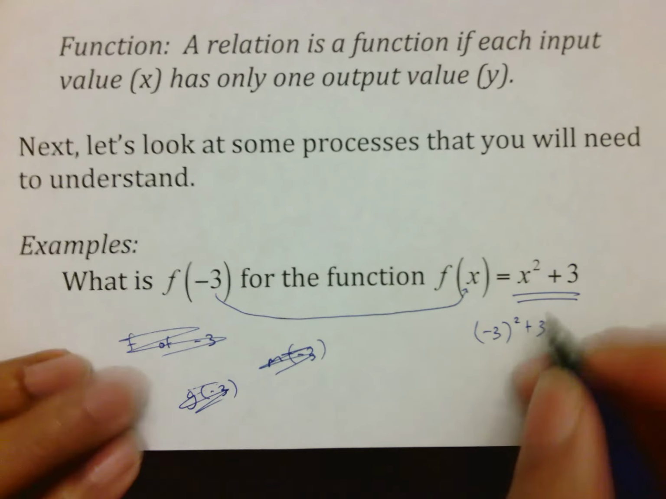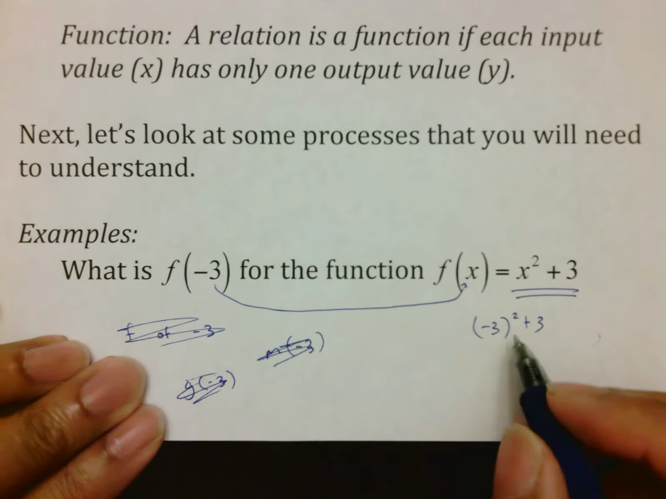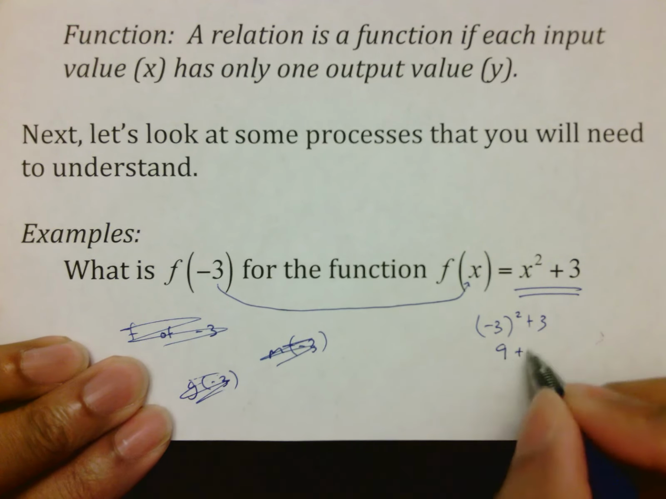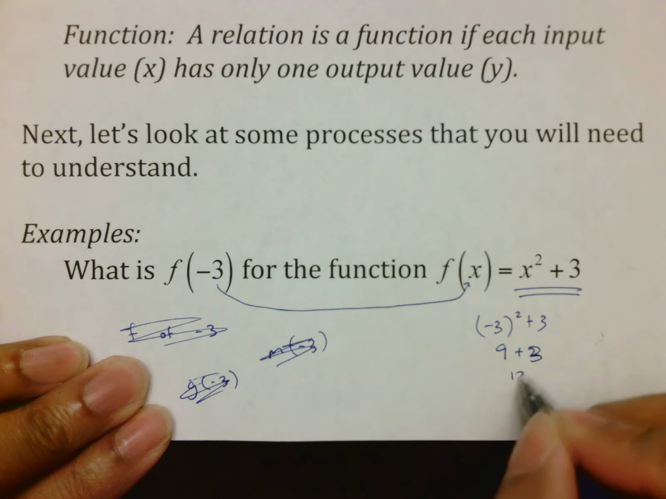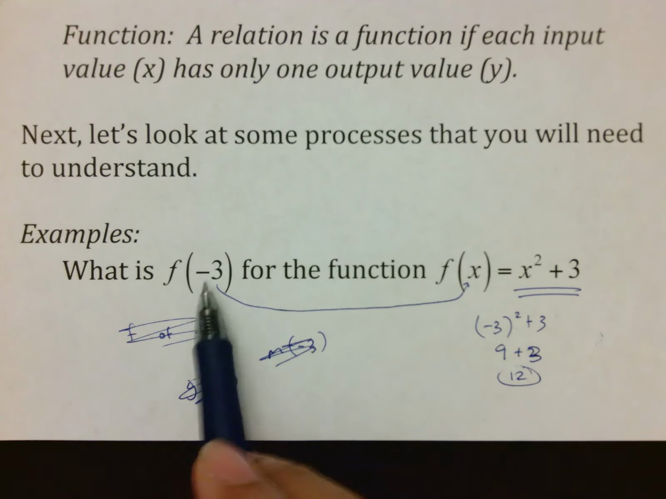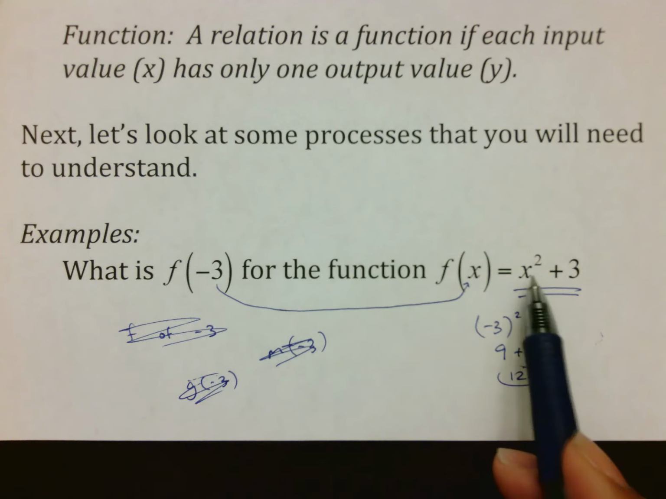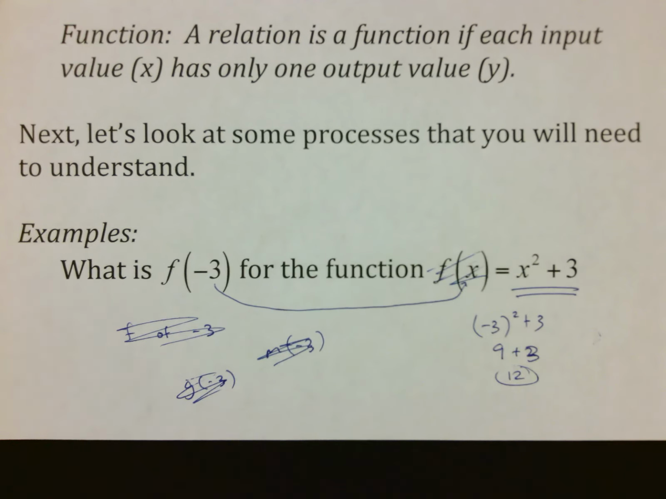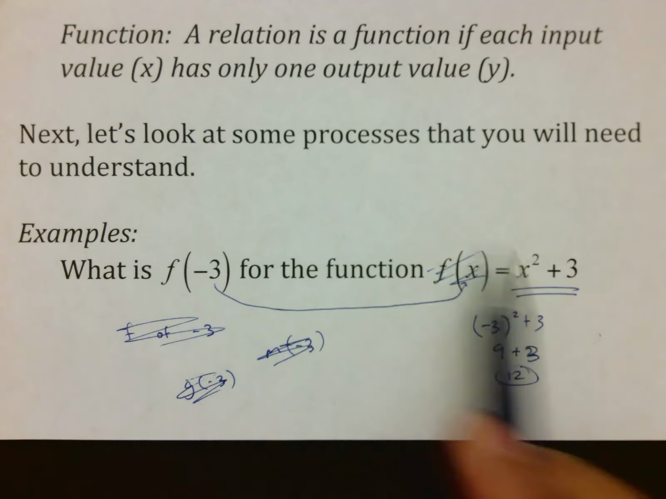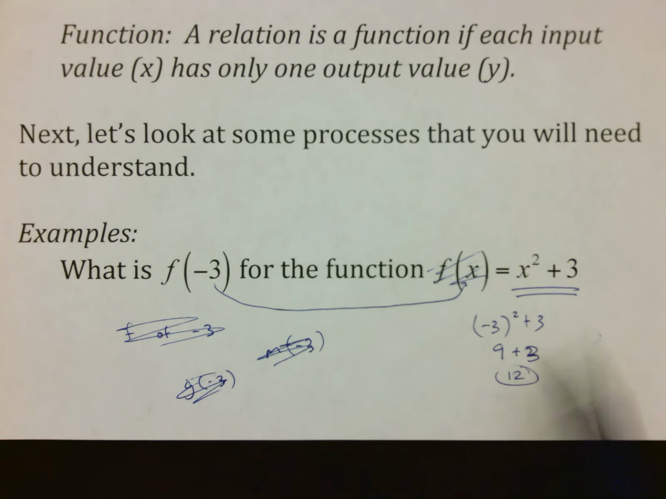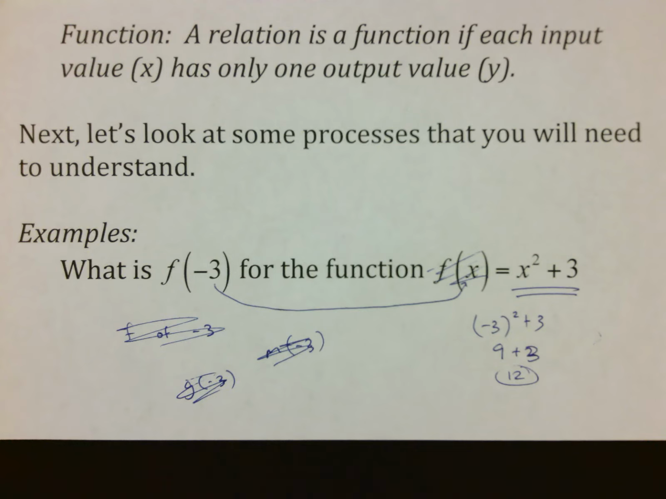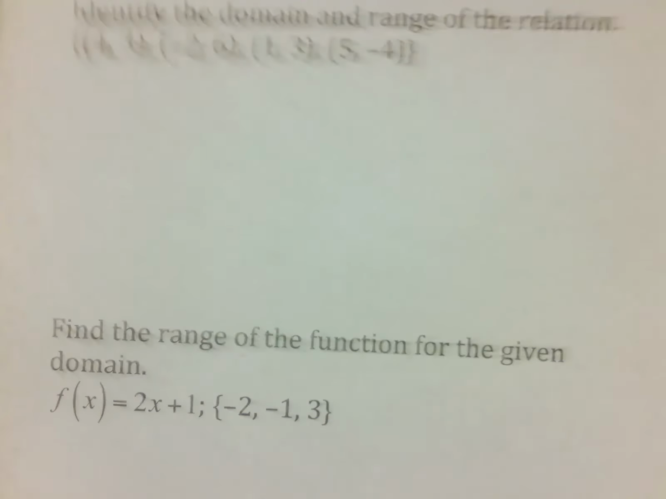That, of course, is something you can plug into your calculator, but I'm not going to do that right now. Negative 3 squared is negative 3 times negative 3, which is 9, plus 3, or 12. So f of negative 3 means take negative 3, plug it right there, and find out what answer comes out. This side over here is not even important in that, so don't go dividing by anything or doing anything crazy. All this is asking you to do is take the number, plug it in, and see what comes out. That is function notation, okay?